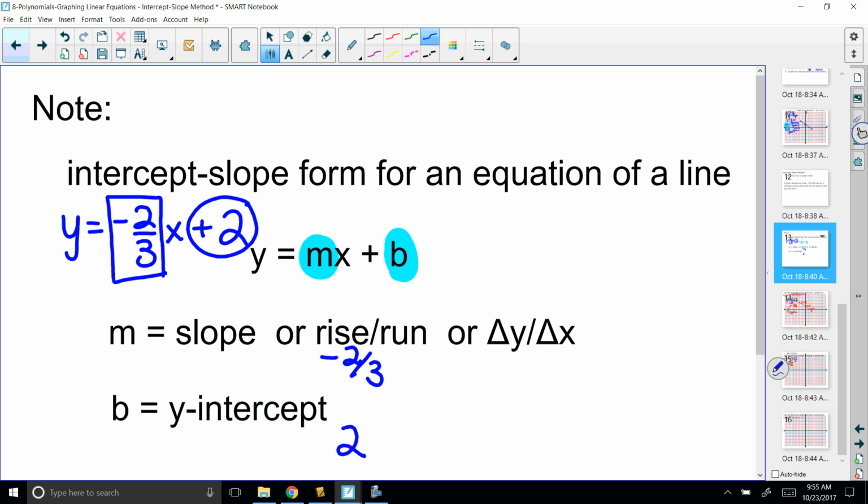So the slope-intercept form for an equation of a line is y equals mx plus b, where your slope is the m value and the b value stands for the y-intercept. Is that ringing a bell?